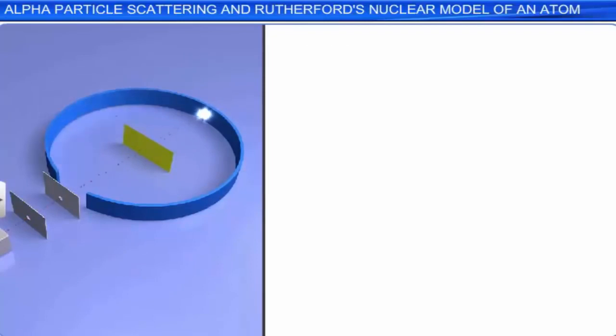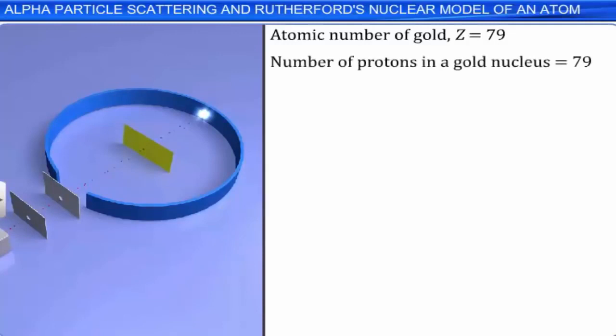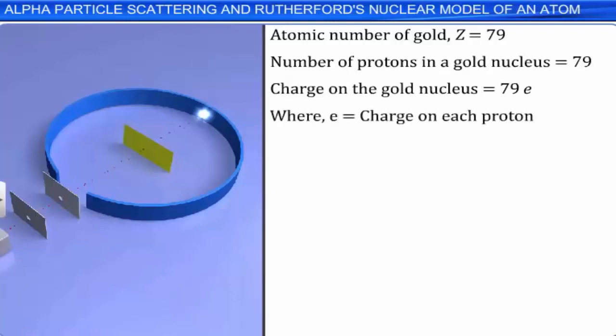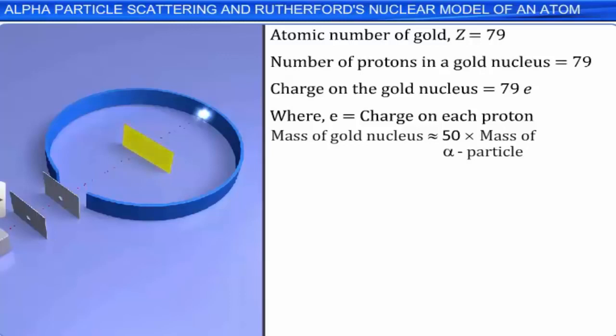The atomic number of gold is 79. That is, the nucleus of gold contains 79 protons. Therefore, the charge on the gold nucleus is equal to 79e, where e is assumed to be the charge on each proton. Hence, the gold nucleus is approximately 50 times heavier than the alpha particle. Hence, it can be assumed that the gold nucleus remains stationary during the scattering process.